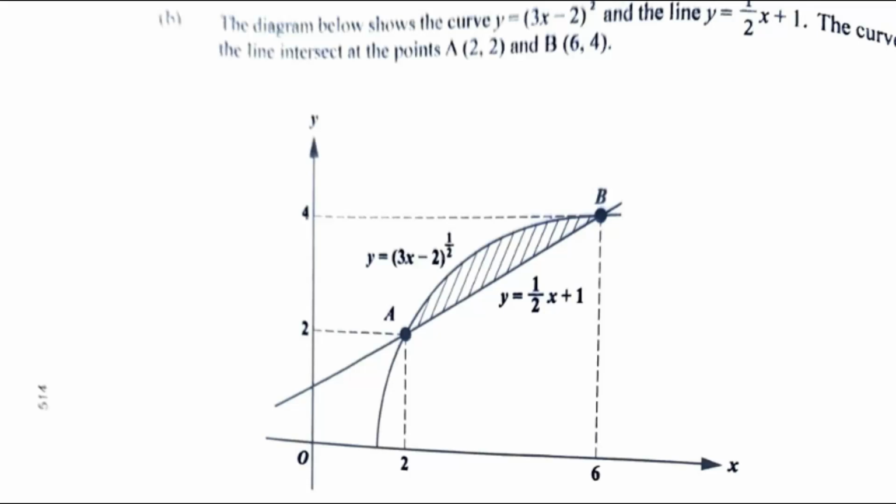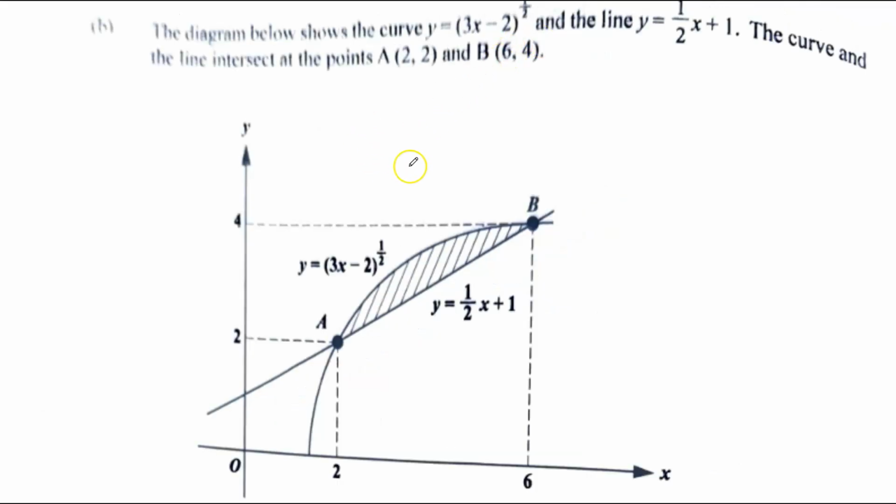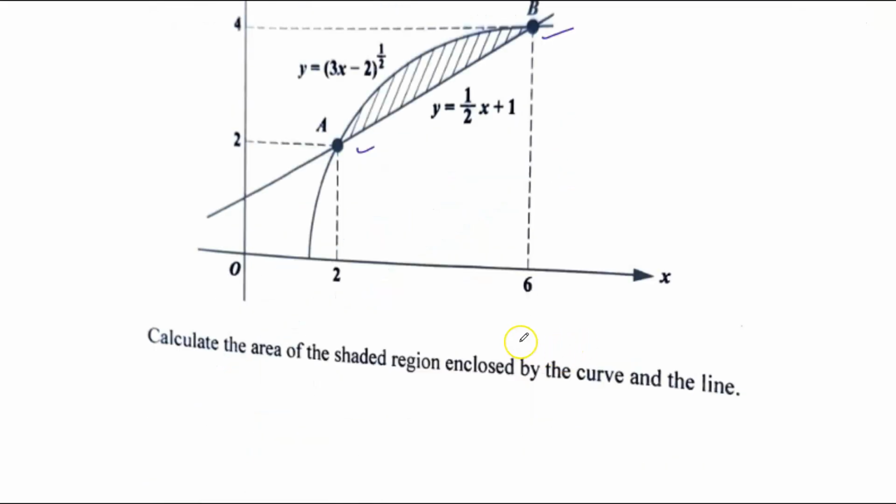Alright, part. The diagram shows a curve, and we have two curves here. y equals (3x minus 2) raised to the half, and the line y equals half x plus 2. The curve and the line intersect at the points (2, 2), as we can see here, and (6, 4). So they intersect at these points. We're asked to calculate the area of the shaded region enclosed by the curve and the line.